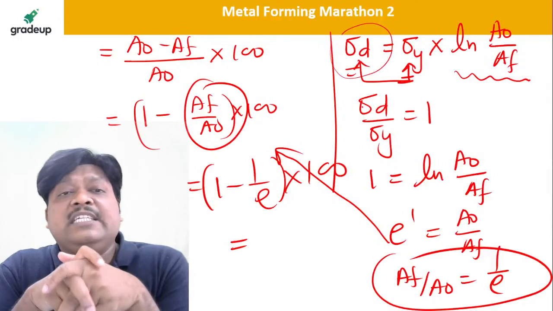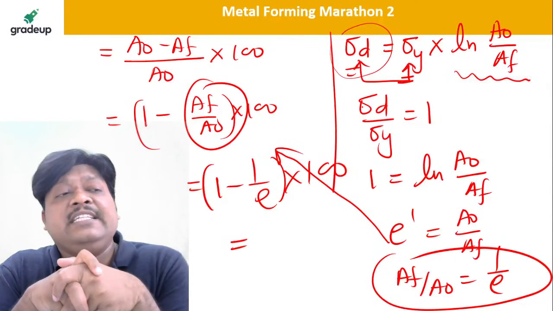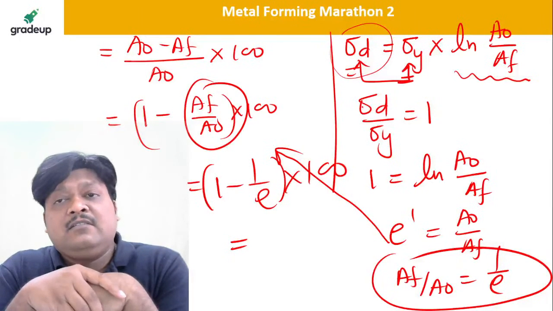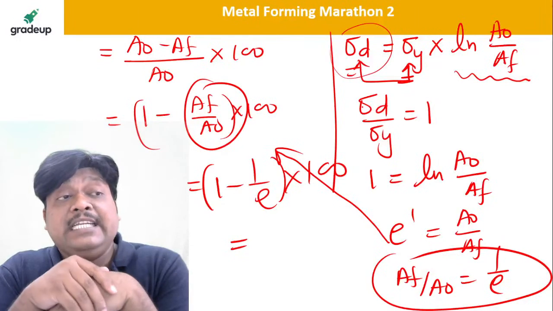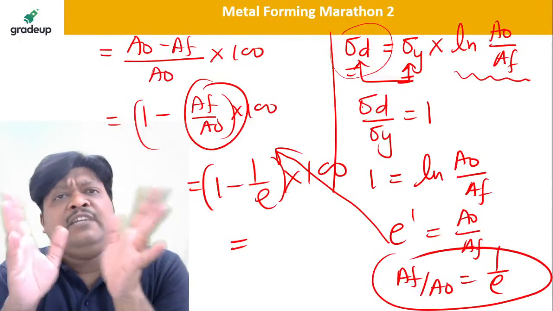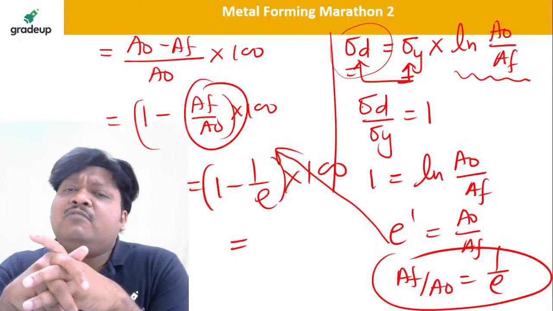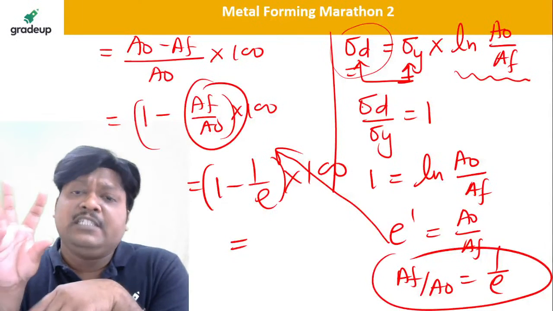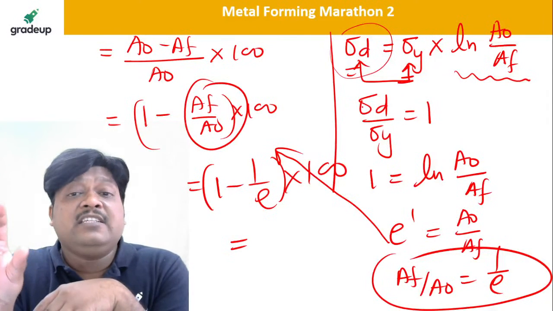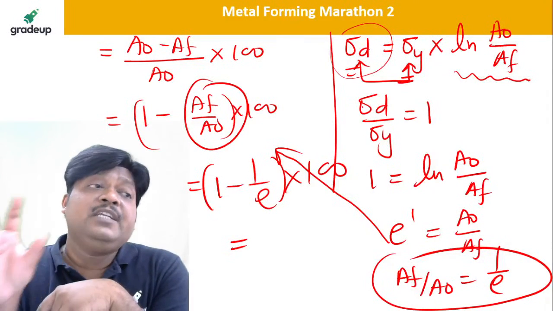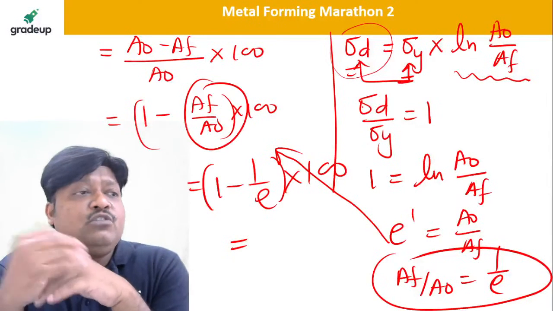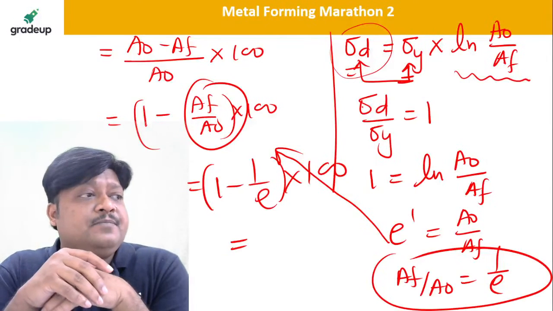Tell me how much is the maximum possible reduction in the area in the ideal case of deformation, no friction, no redundant work. Even if you consider the friction and redundant work also, this condition is not going to change. Sigma d, the drawing stress, and the yield stress are to be the same, then you can go for maximum possible reduction in area. Tell me, how much is the answer?